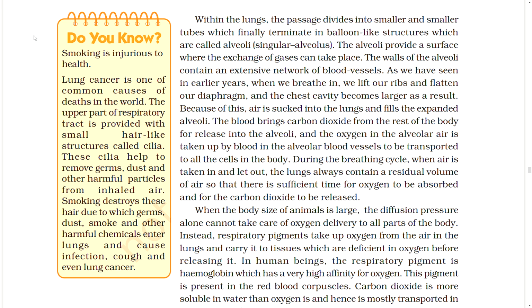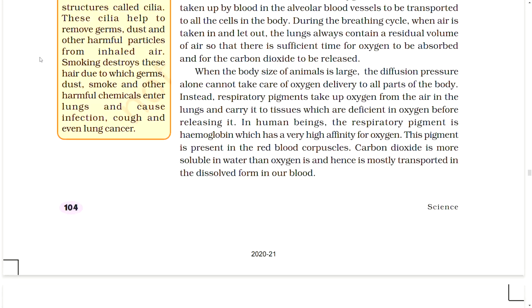Instead, respiratory pigments take up oxygen from the air in the lungs and carry it to tissues which are deficient in oxygen before releasing it. In human beings, the respiratory pigment is hemoglobin, which has a very big affinity for oxygen. This pigment is present in the red blood corpuscles. Carbon dioxide is more soluble in water than oxygen is and hence is mostly transported in the dissolved form in our blood.